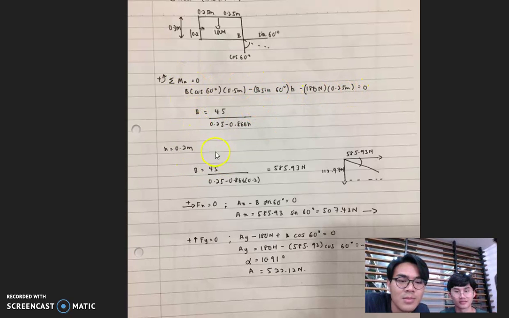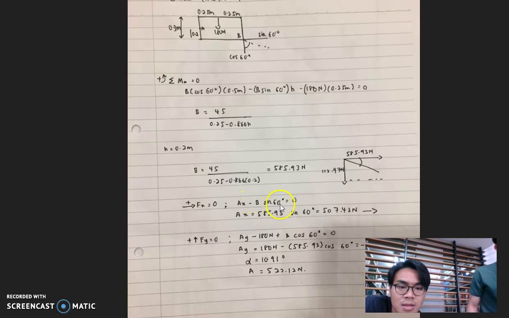So we simplify the equation, and H equals 0.2 meter, and we put the height 0.2 meter in the equation, and we get 585.93 newton. This is the first answer for the tension at B. So the second one, the equation, sum of force in x direction equals zero. So Ax minus B sine 60 degree equals zero, and Ax equals 585.93 sine 60 degree equals 507.43 newton.